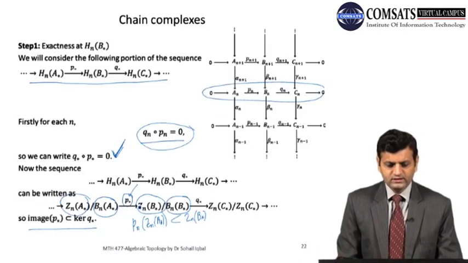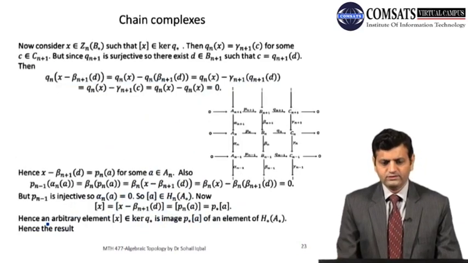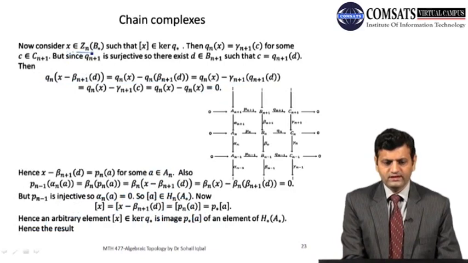Now we have shown that the image of P star is contained in the kernel of Q star. Now we want to show the other side, that the kernel of Q star is contained in the image of P star, because we want to show that at this node the image of P star is equal to the kernel of Q star. So let's take an element of the kernel of Q star and show that it is an element of the image of P star. Take an element of Zn of B, because we are taking this X to be an element of Hn of B star, and once again I can take this X from Zn B, such that this class belongs to the kernel of Q star.